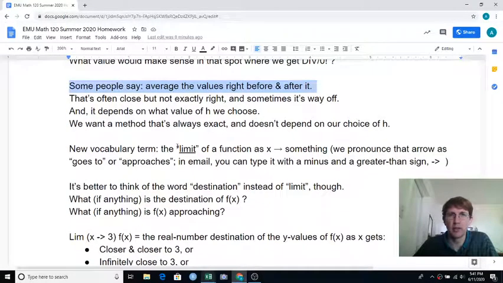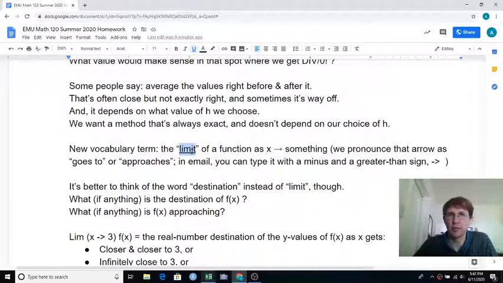So the word for that is the limit of a function as x goes to something. Above we had x going to 2. This arrow here we pronounce as goes to or approaches. If you don't feel like finding the special way to type an arrow in email, you can type a dash and then a greater than sign. Desmos cannot do the kind of limits we're working with here, unfortunately, so you don't have to worry about typing it in Desmos.